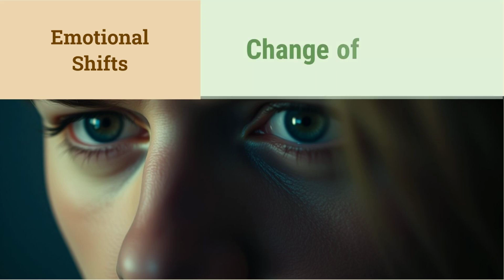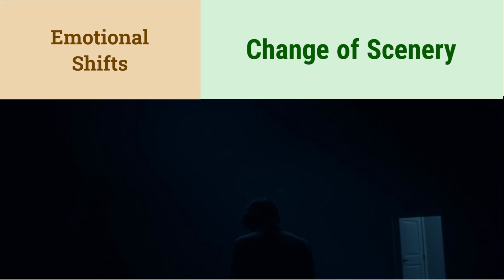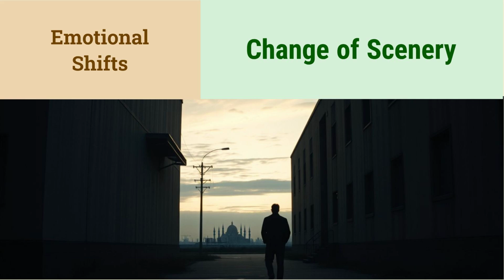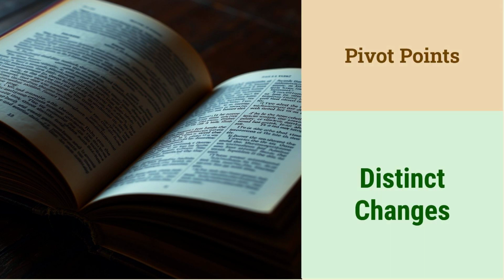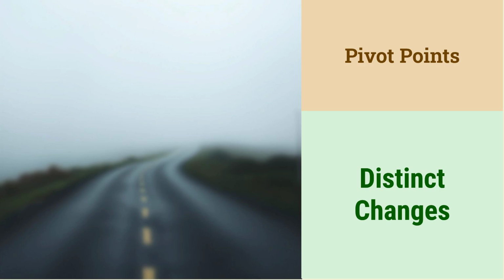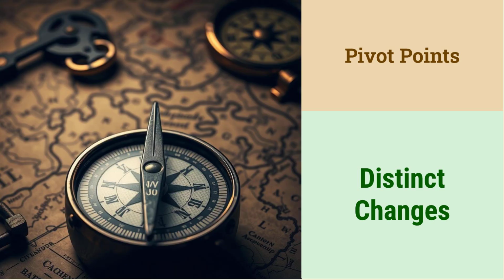The shift itself can be to a different sense, maybe from sight to sound. It can be to a different emotion, perhaps from tension to a wave of sadness. Or it can be a physical move to a new scene or location. The important thing is to make the link between the sections clear enough that the reader doesn't get lost, but the change itself should feel distinct. It's a pivot point in your writing.